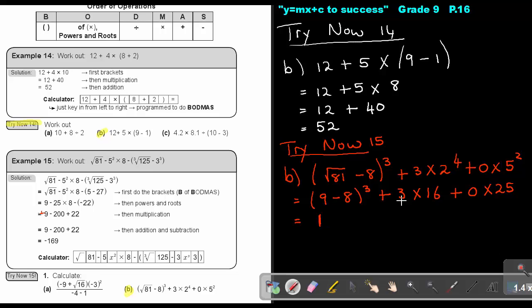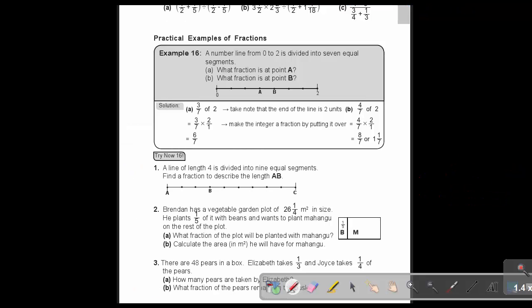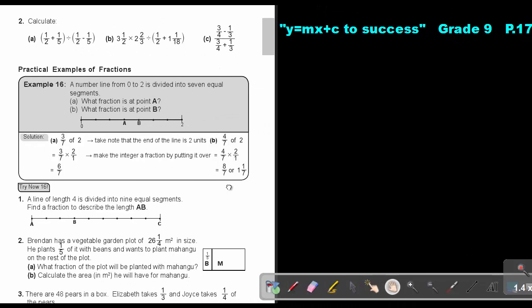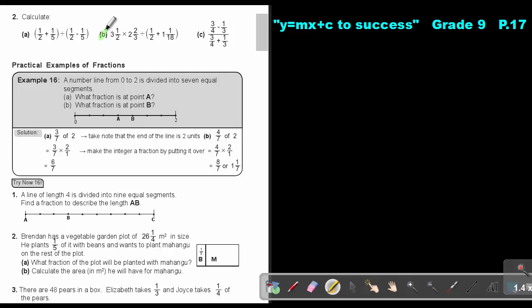Okay, now we must first do this multiplication. So there, this part must be done first and this part. So we're going to add, and then 3 times 16, that will be 48. And then 0 times 25, that will be 0. And now we're just going to add it up. 1 plus 48 plus 0, and that is going to be 49. Okay, let's look at the next one. Again, stop the video and do number B. As soon as you are finished, you can continue with the video.